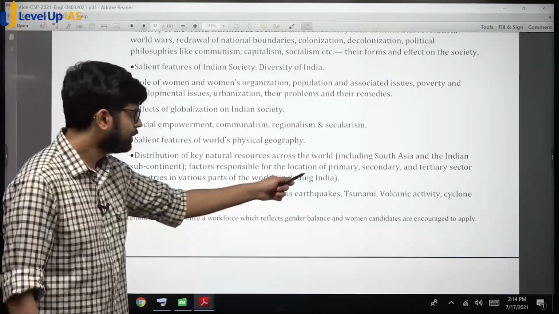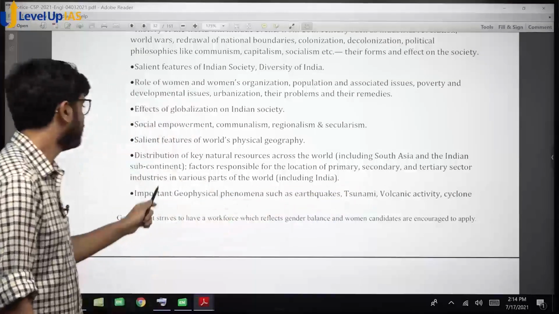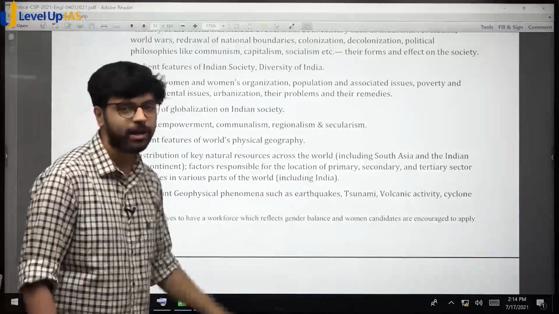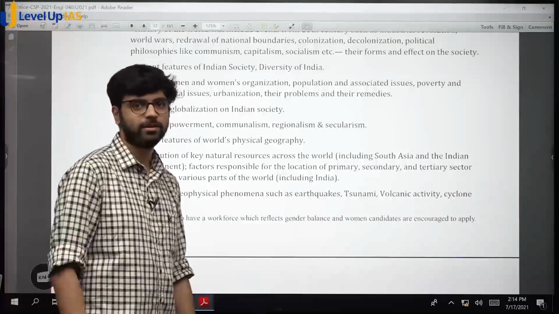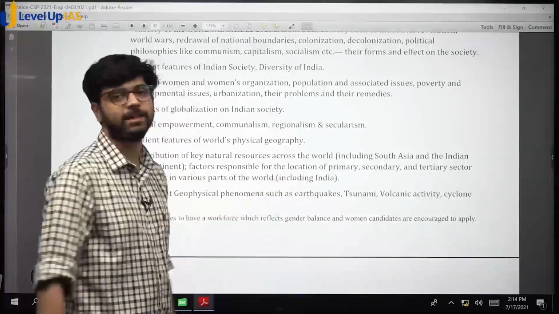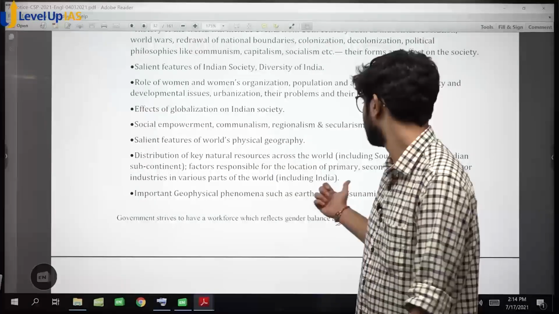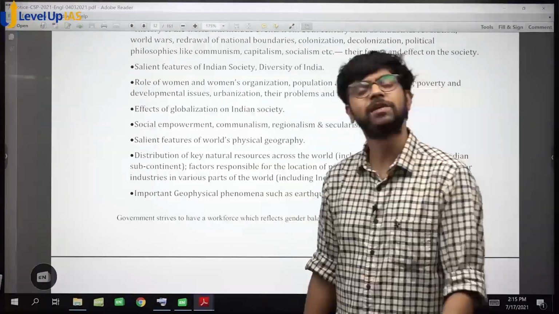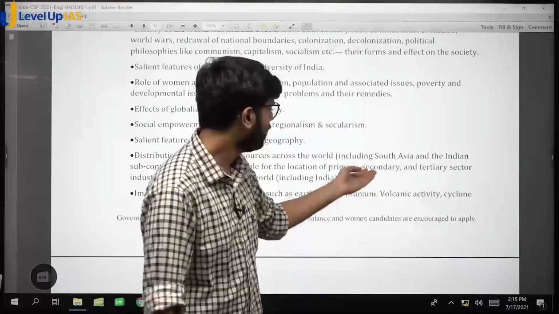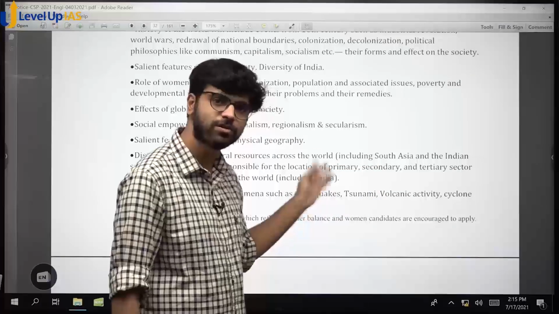See this, location of primary, secondary and tertiary industries in various parts of the world including India. So food processing also comes in it. We will cover it specifically, food processing, but majorly you have to cover it here. Primary, secondary, tertiary, because everything comes here. Primary also came, secondary also came. Manufacturing is also here.